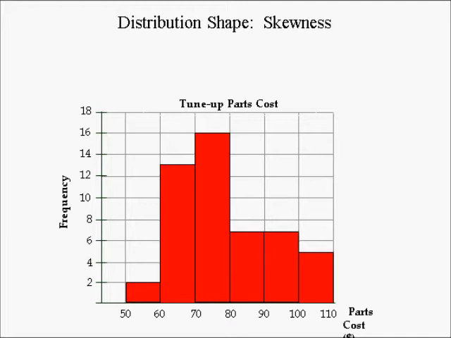The total area of the red bars is 50. If this were a percent frequency histogram, the red bars would have an area equal to 100. If this were a relative frequency histogram, the red bars would have an area equal to 1. The histogram estimates the true distribution of tune-up parts cost. In most cases, we won't know the true distribution of this variable. The area under the true distribution is equal to 1 for the same reason that bars of a relative frequency histogram have an area equal to 1.